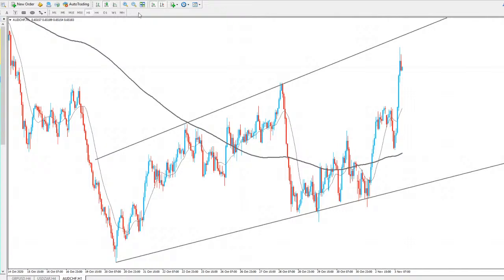But for me, my bias from an hourly point of view is probably a move to the downside, unless obviously we're going to take out these highs. We clearly found some resistance there, so unless we take out that resistance, my bias is probably to the downside from an hourly point of view.